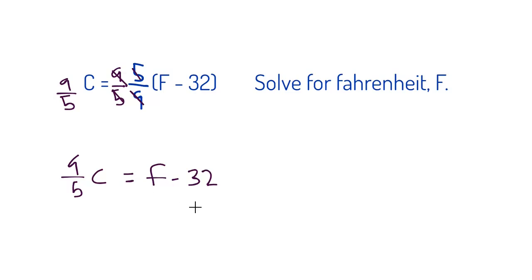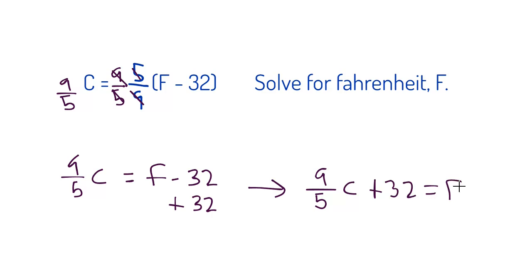And now we just have our f minus 32, so there's one more step. We add 32 to both sides, and if I was to rewrite that, I would have 9/5 times c plus 32 is equal to f. And this should be a capital F here. And that's it.